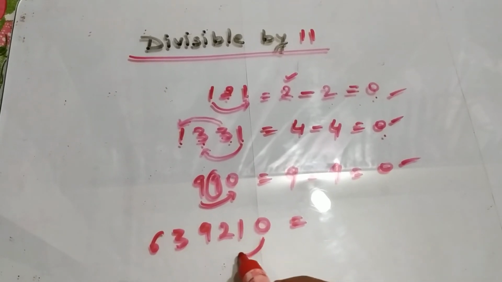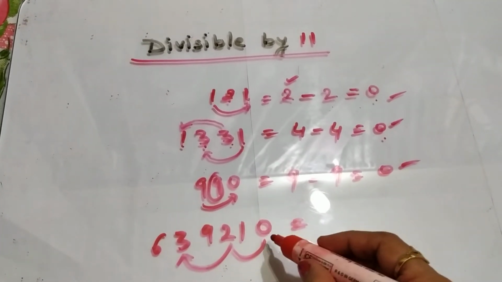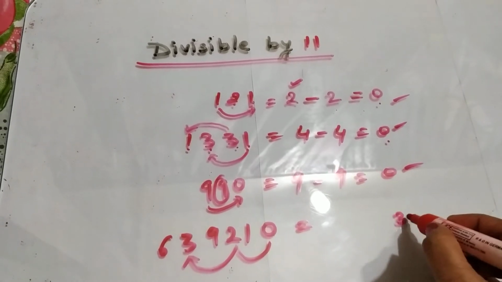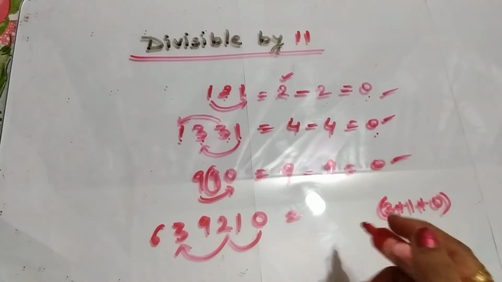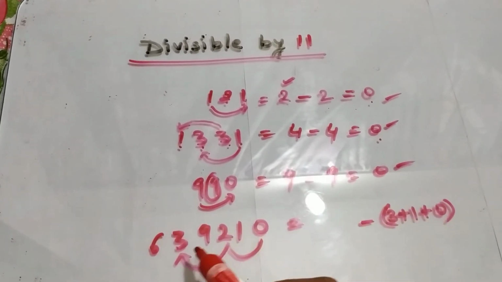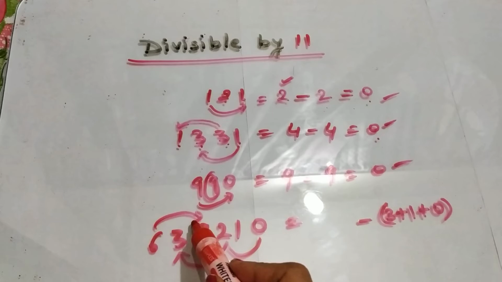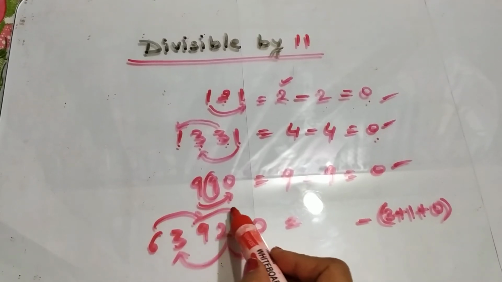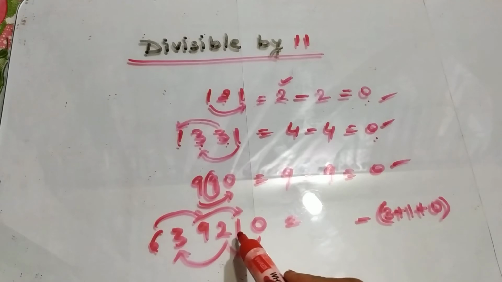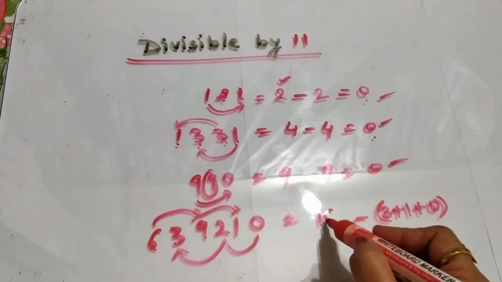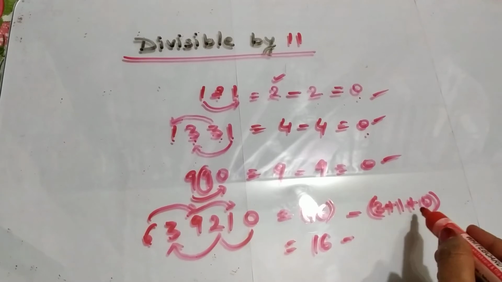Number of odd places, so add these numbers: 3 plus 1 plus 0. Now 6 plus 9 plus 1. So 6 plus 9 is 15, 15 plus 1 is 16. Then 16 minus the odd-place sum of 4.